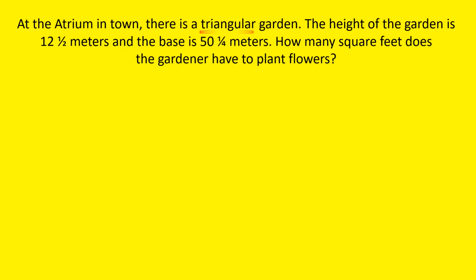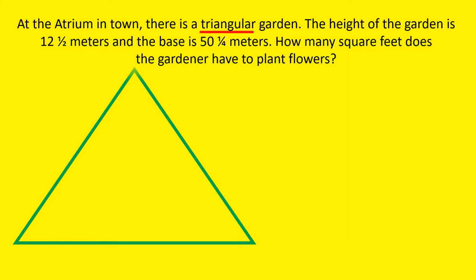It says a triangular garden. So I'm going to draw a triangle, a good looking triangle. What else do we see in our problem? It says the height of the garden is 12.5 meters and the base is 50 1/4 meters. Well, I don't like to use those fractions, so I know that 1/4 is the same as 0.25. So I'm going to put my base in there first. There's 50.25 meters.